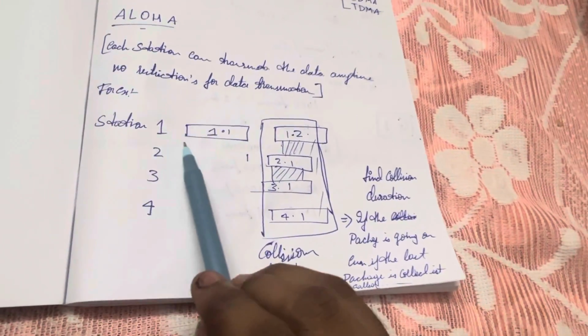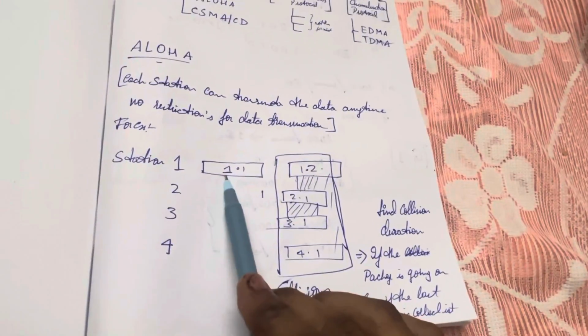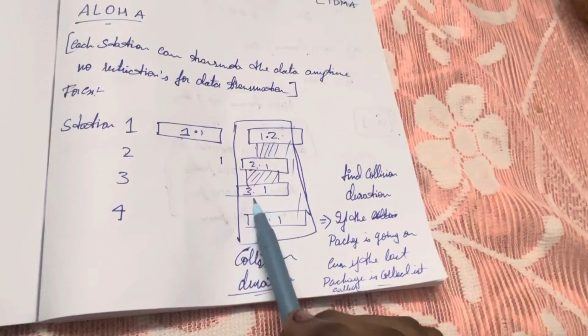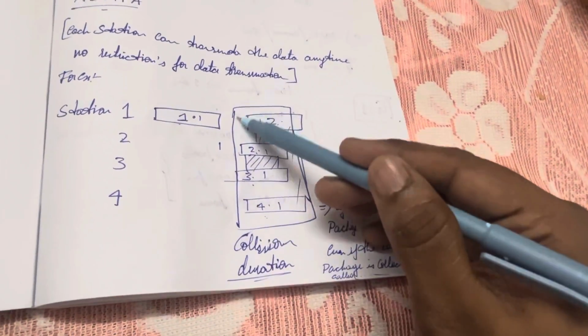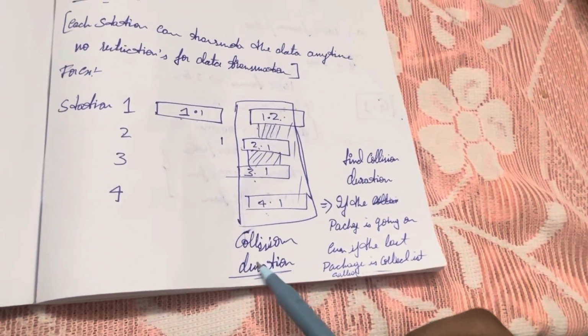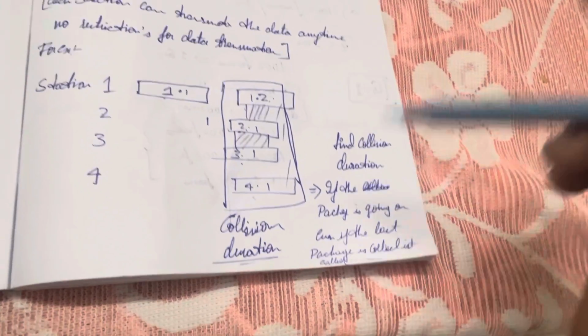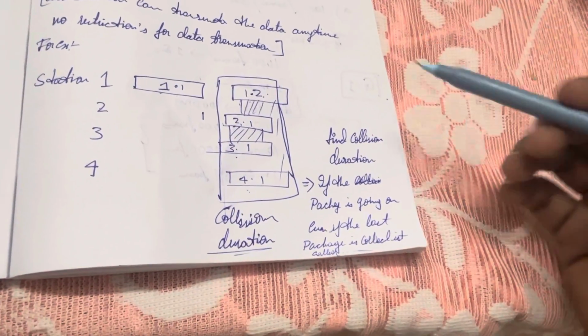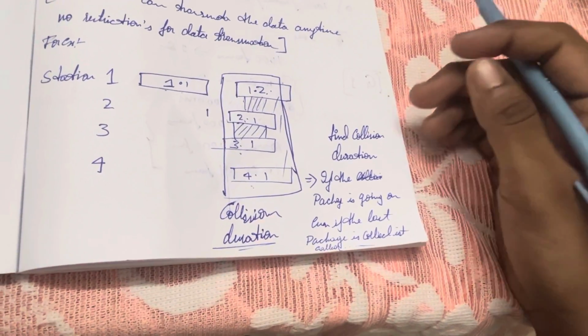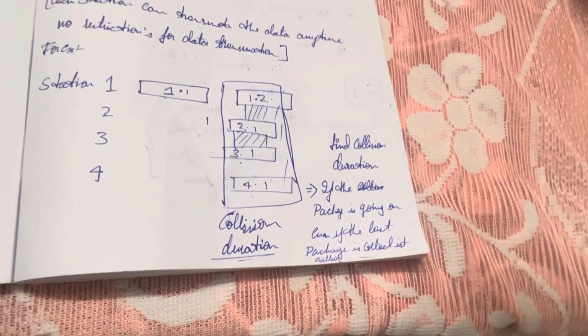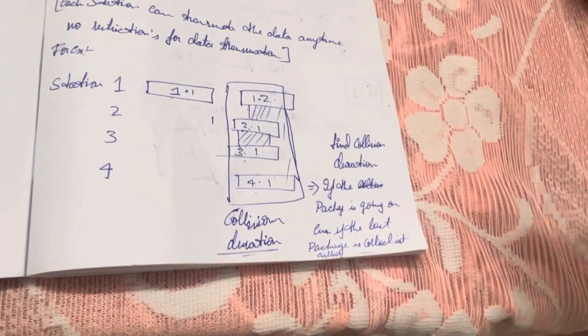Is that clear? So as of now, that is clear, right? I'll show you the rough diagram. Station 1, let's say 1.1, this is 1.2, and station 2, 2.1, 3.1, 4.1. The place where the collision happens is called the collision duration. This can occur in Aloha. So we'll get questions like finding the collision duration.